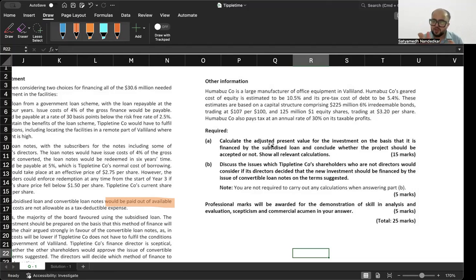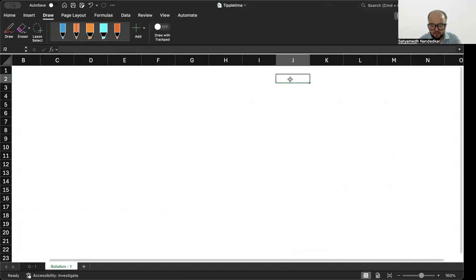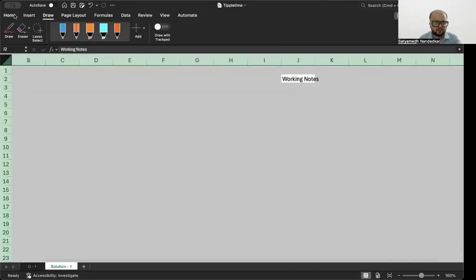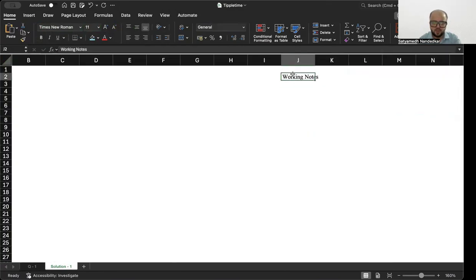Now, when we are calculating cost of equity of an ungeared firm, we'll have to remove the impact of debt. Normally, you de-gear the beta using one of the degearing formulas that we have learned. But there, if you remember, there are two approaches to calculating the cost of equity. And in this case, we'll prepare our working notes here. The first working note is for calculation of cost of equity.